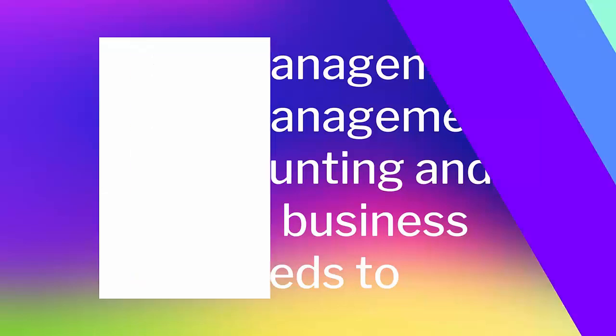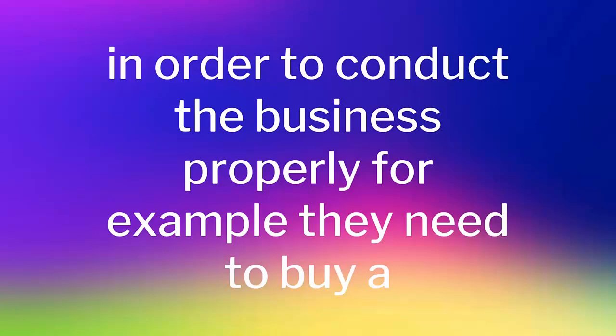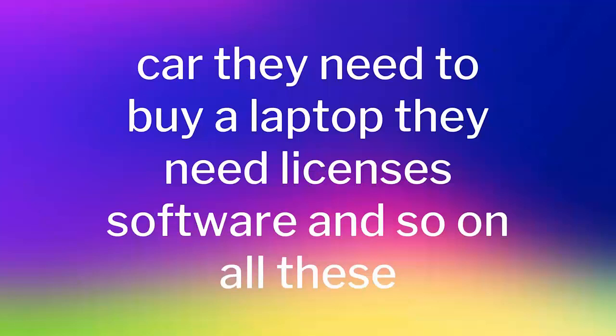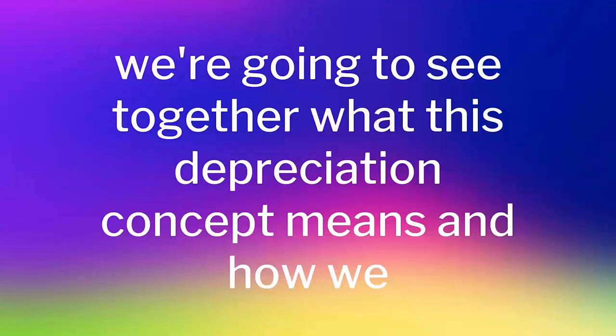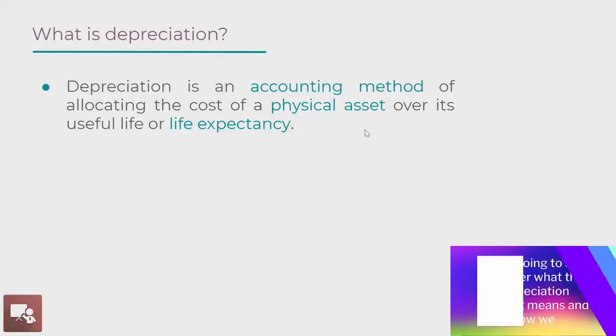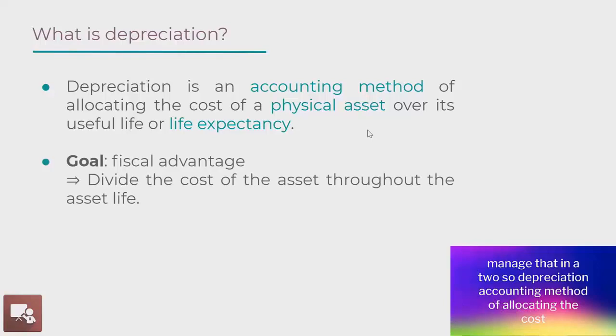Asset management in accounting and how a business needs to manage it. At some point in the business life, people need to buy tools and material in order to conduct the business properly. For example, they need to buy a car, a laptop, licenses, software, and so on. All these can be depreciated throughout a long period of life, and we're going to see together what this depreciation concept means and how we manage it. Depreciation is an accounting method of allocating the cost over its useful life or life expectancy.